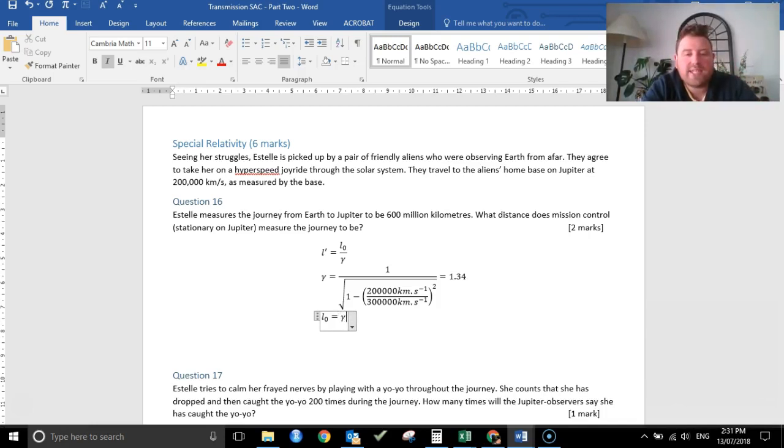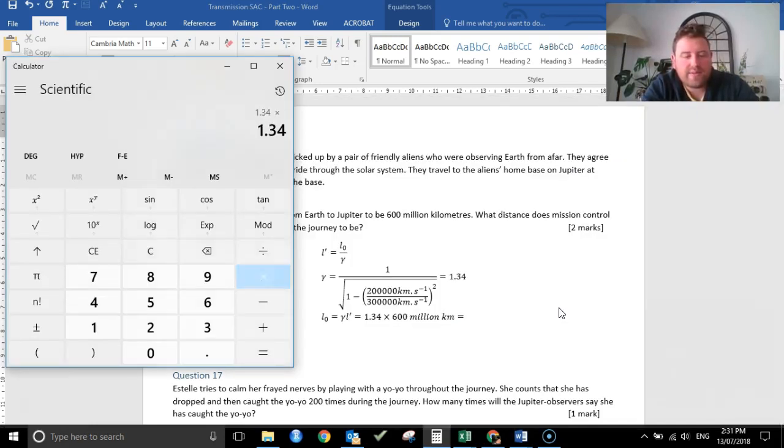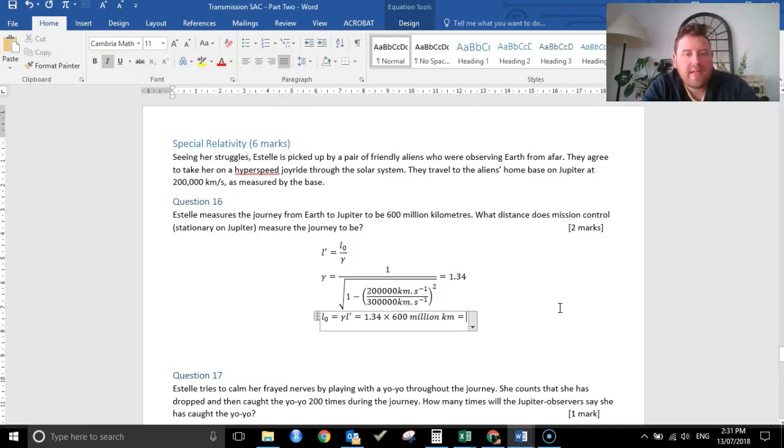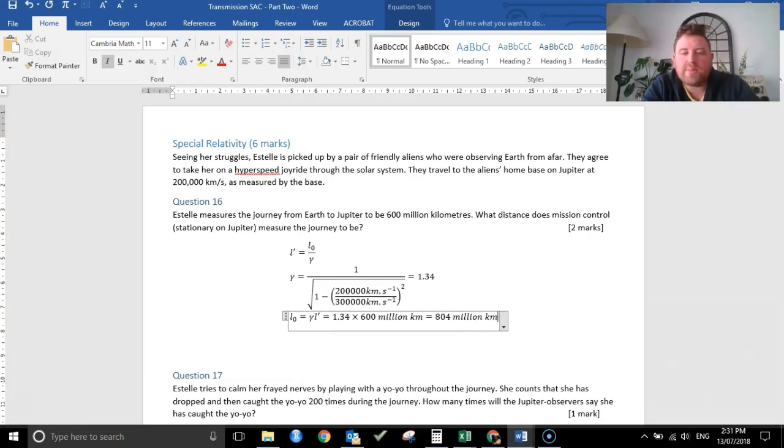So just rearranging that equation, we get 1.34 times 600 million kilometers, and 1.34 times 600 is 804. So we get 804 million kilometers. Right?